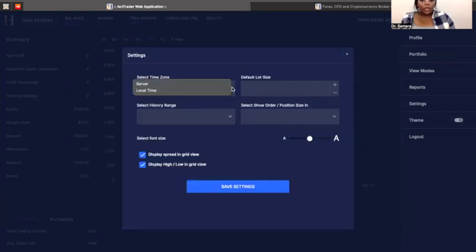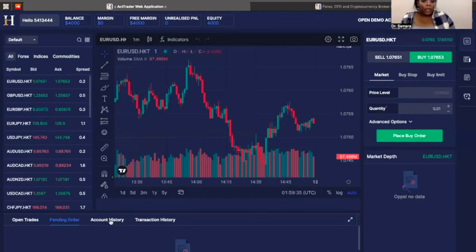It looks like we also have a server, local time, select history range, if you wanted to kind of go back onto your positions. Then we have default lot size, and then we also have a select show order. Okay, so we want it in lot. We have account history down here, and then we also have transaction history.